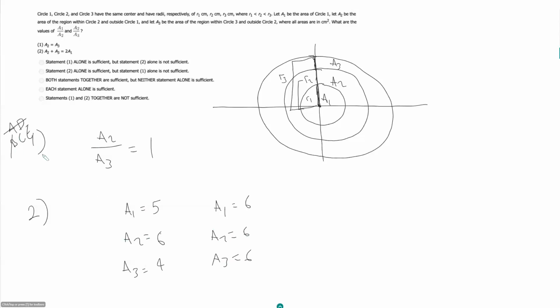So together, what do we know? We know A2 has to be equal to A3, and A2 plus A3 is equal to 2A1. So now let's come up with some other examples. What if we said A2 is equal to 7, A3 is equal to 7 as well. So what would that mean A1 is? A1 would also have to be 7. So together, it's really telling us A1 has to be equal to A2, which has to be equal to A3, and therefore all of our ratios are just going to be 1. So together they are certainly sufficient, and I think the answer here is C.